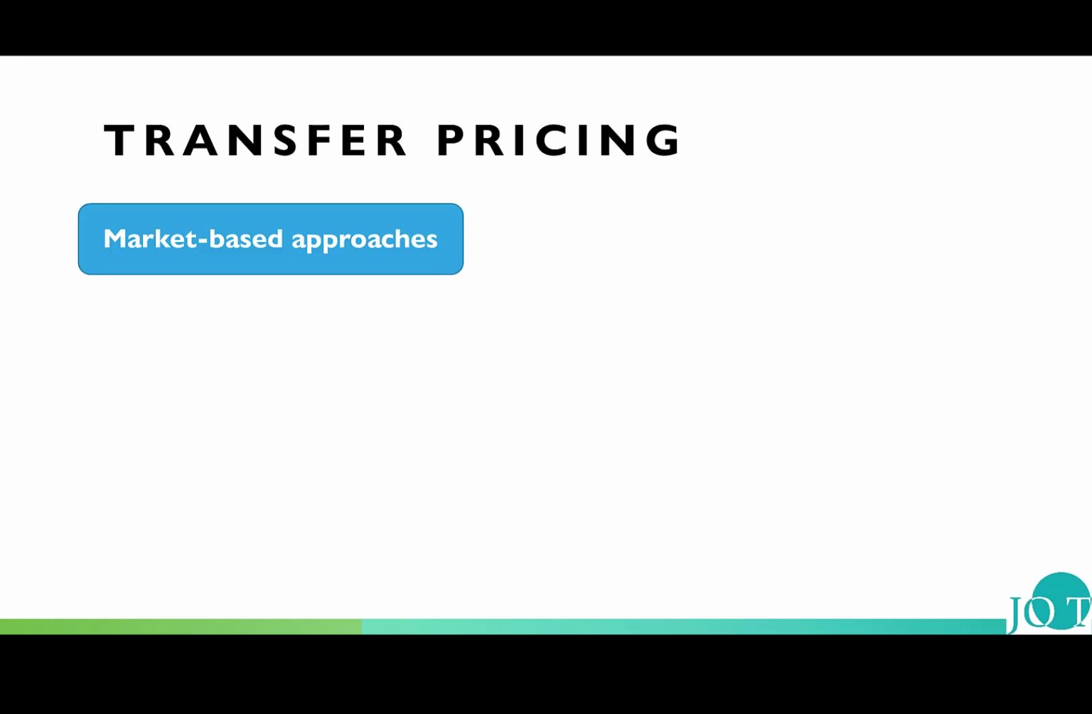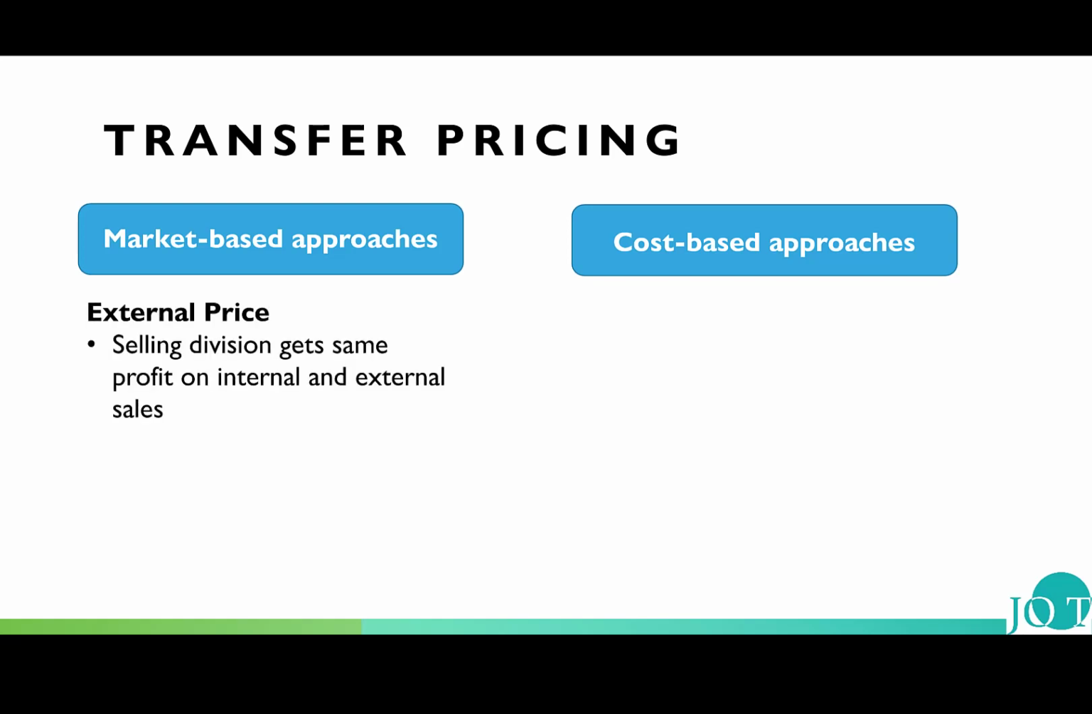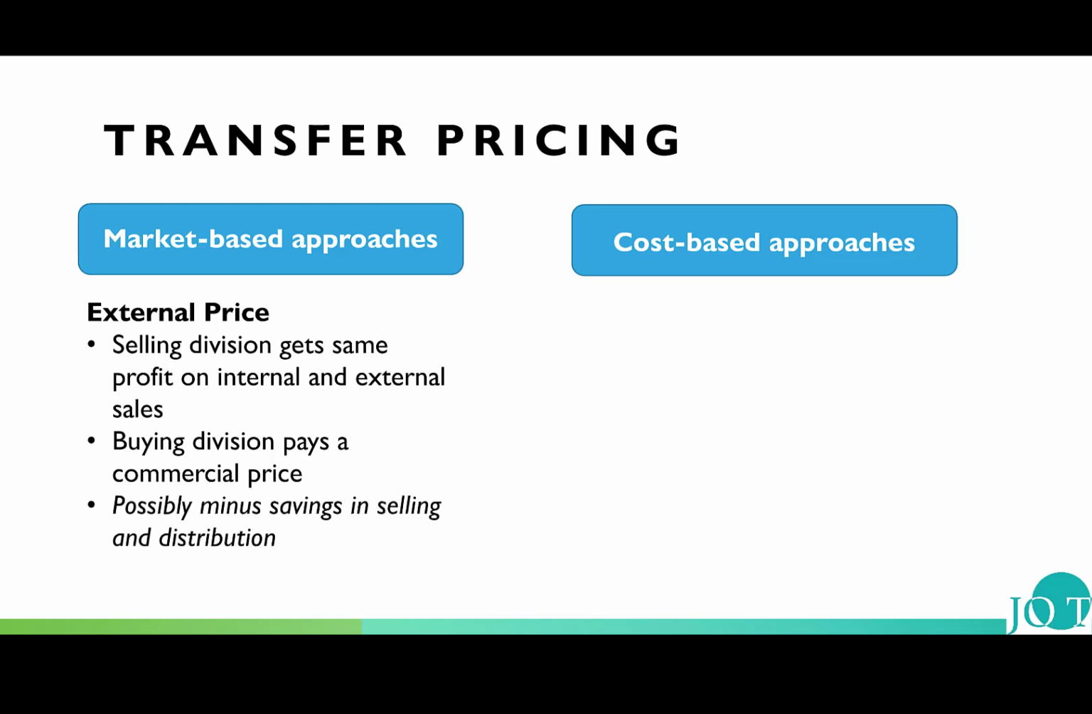Well, there's two approaches. There's the market-based approach and the cost-based approach. Market-based approach focuses on the external price. So the selling division gets the same profit on internal and external sales. The buying division therefore then pays a commercial price. Now that commercial price would probably be minus any savings in selling and distribution costs that the selling division doesn't have to incur because they're selling internally.